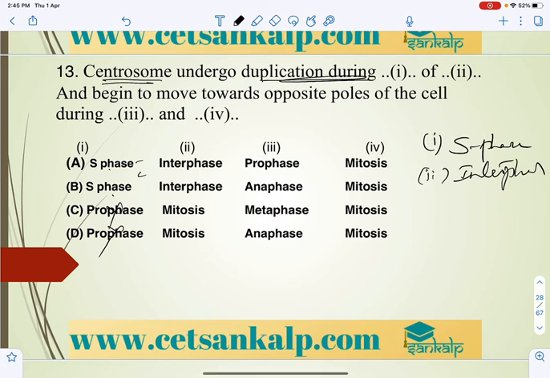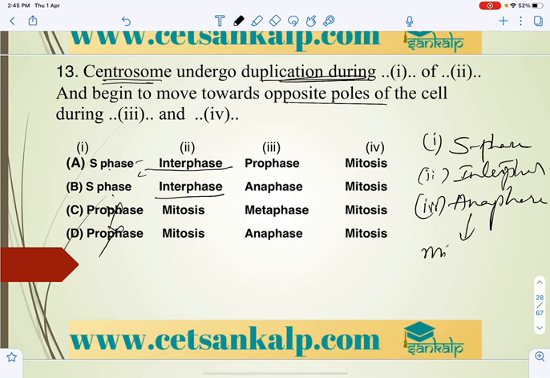So here S phase and interphase, both we have. And begin to move towards opposite poles of a cell during. So when they move towards the opposite pole, generally it is anaphase. The anaphase takes place during the M phase, that is mitosis. So the answer for that is A. Right, sorry, the answer for that is B. So B is the answer.